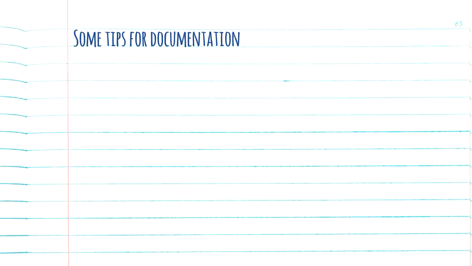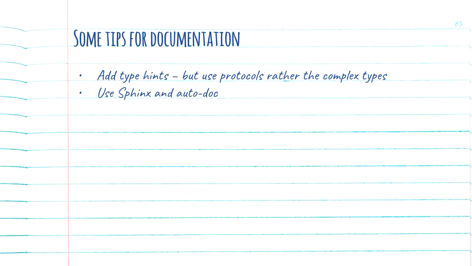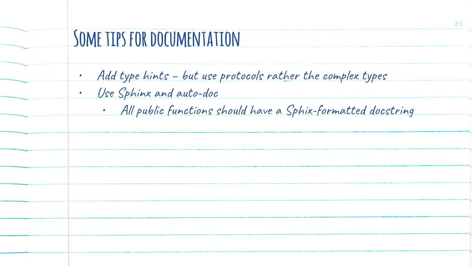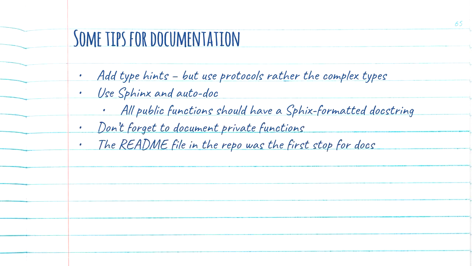Okay, documentation. Some tips for documentation. Add type hints. If you're passing your library around to other users, you may not want to use static type analysis yourself, but we shouldn't stop our customers from doing so. By default, use Sphinx and Autodoc. All of your public API functions should have doc strings, and they should be Sphinx formatted. Don't forget to document your private functions. That will help in distributing your code internally and help others to contribute to your open source code.